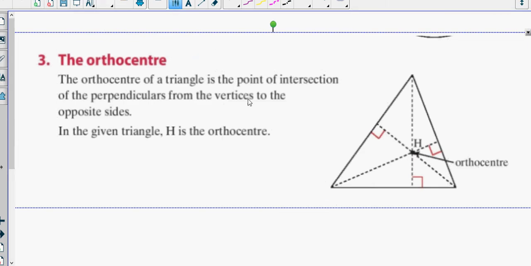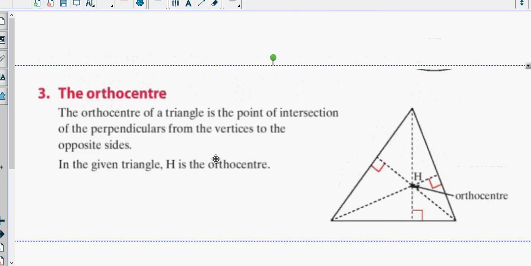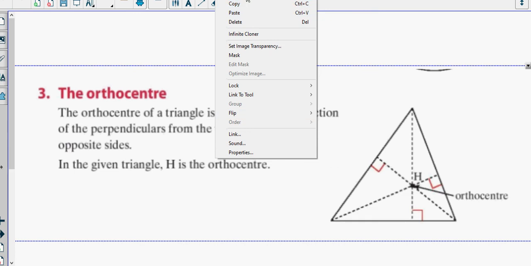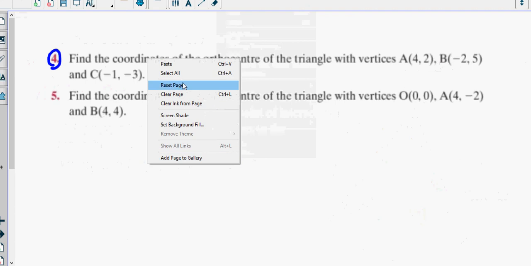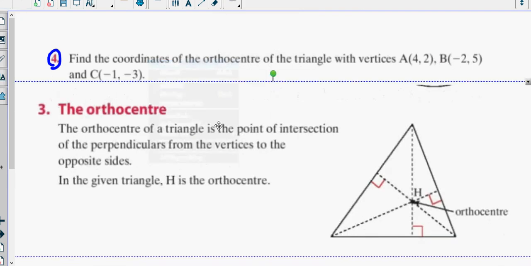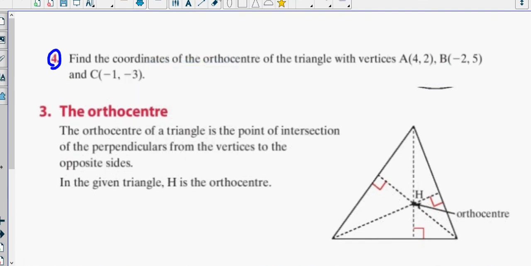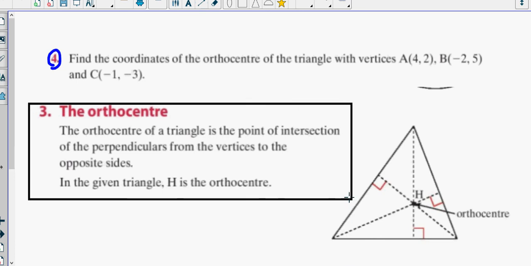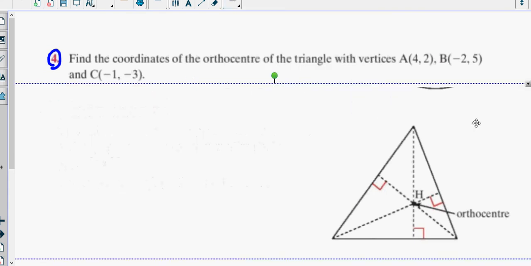Okay, so question 4, there it is. So let's do this. Cut. Paste. Now, alright lads, so here we are. And once again, I'm just going to label my points A, B, and C. And once I label them, we're going to follow with AB and BC again. Is that okay with you guys? The usual.